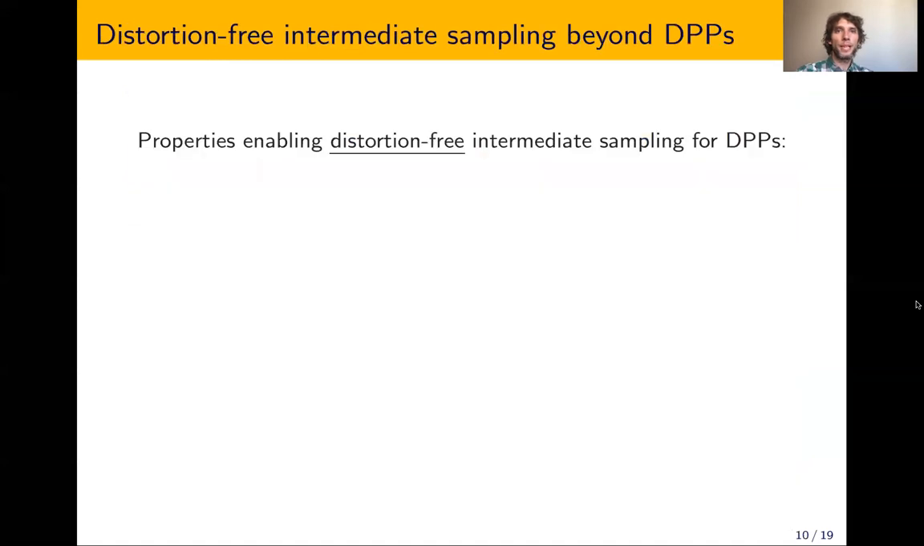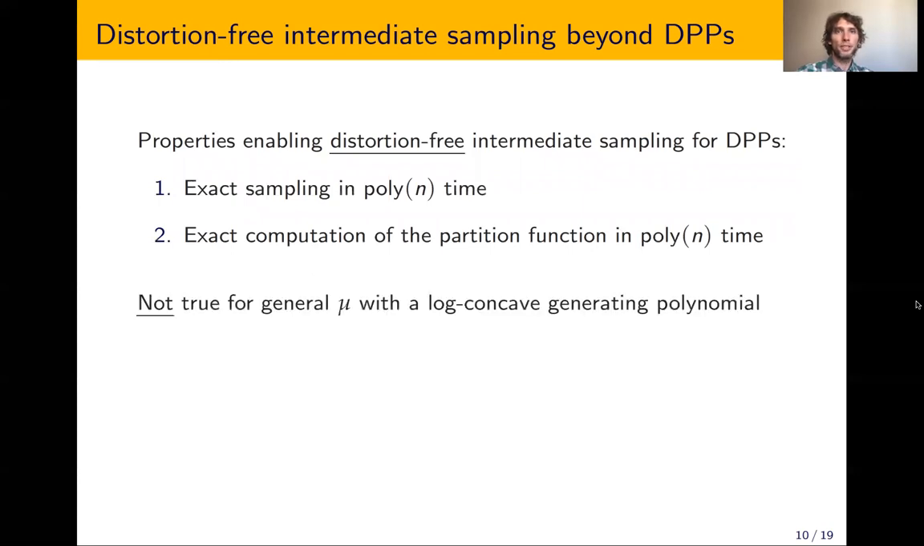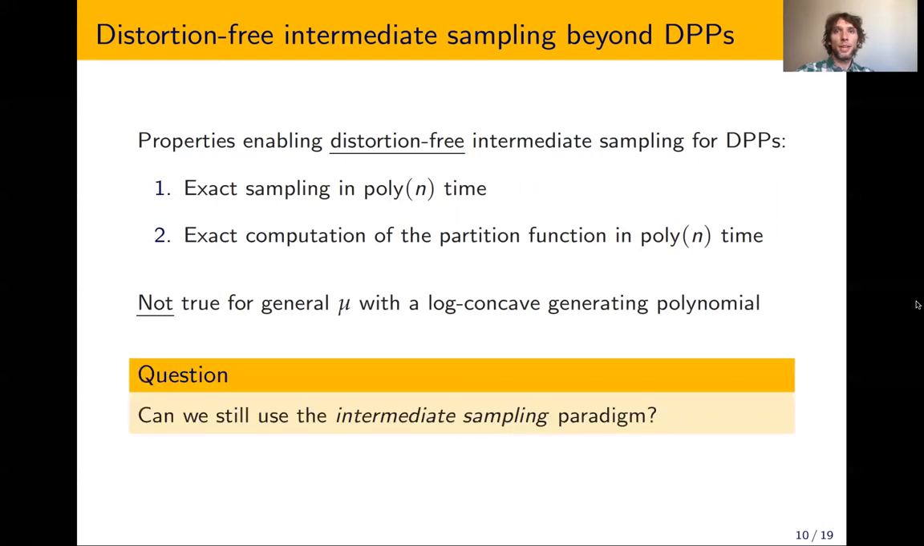The fact that we can implement distortion-free intermediate sampling and thereby obtain exact sampling relies on the special structure of DPPs, which allows for both exact sampling and exact computation of the partition function in polynomial time. Neither of these properties are satisfied by the general class of distributions with a log-concave generating polynomial. So this raises the question whether the intermediate sampling paradigm can still be extended to this class if we give up on the distortion-free aspect.